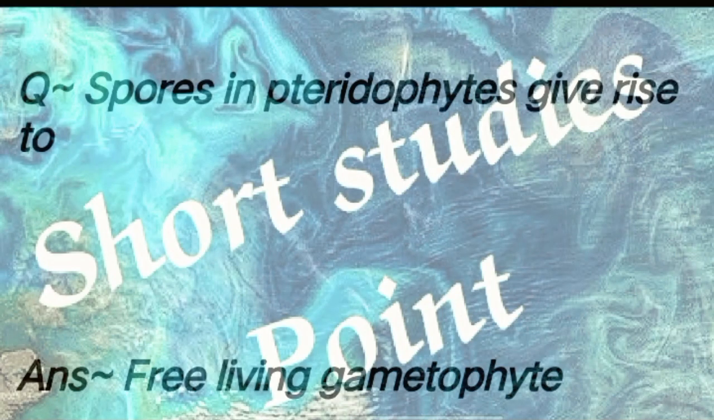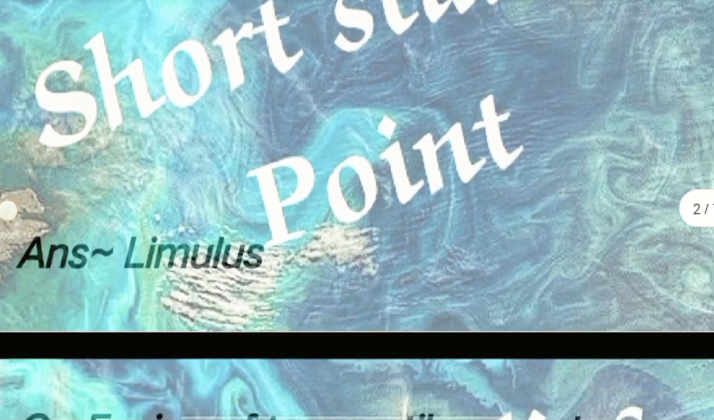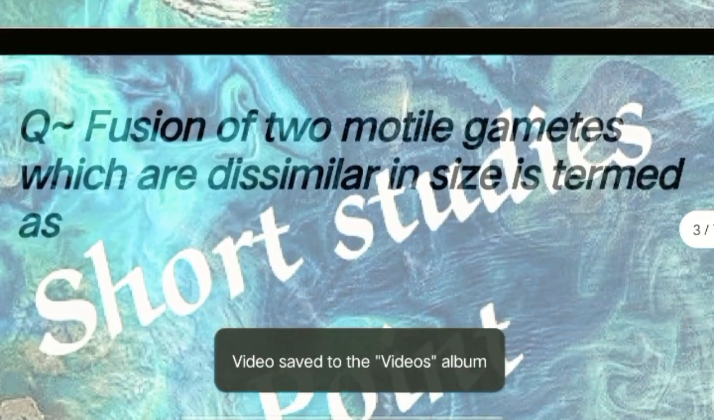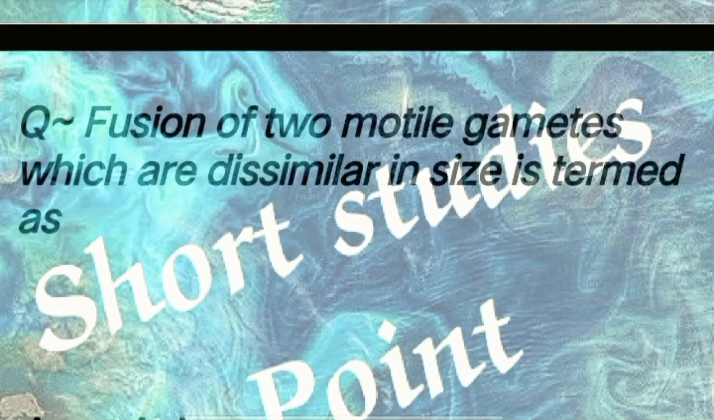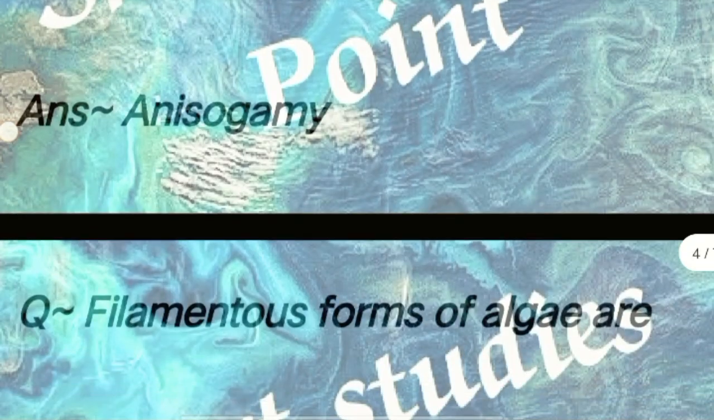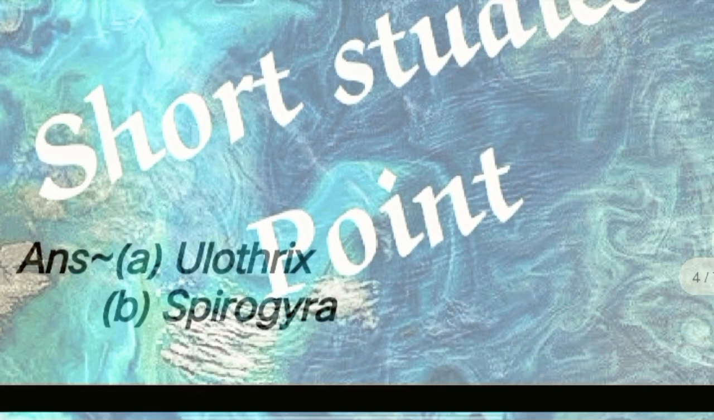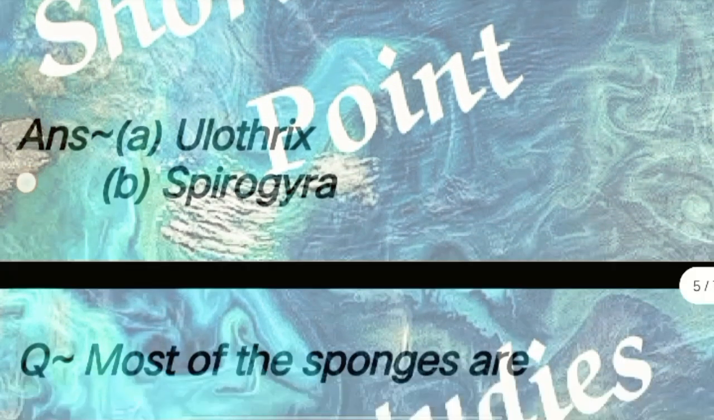Question: spores in pteridophytes give rise to? Answer: free-living gametophyte. Next question: write a name of a living fossil. Answer: Limulus. Next question: fusion of two motile gametes which are dissimilar in size is termed as? Answer: anisogamy. Next question: filamentous forms of algae are? Answer: A, Ulothrix, B, Spirogyra.